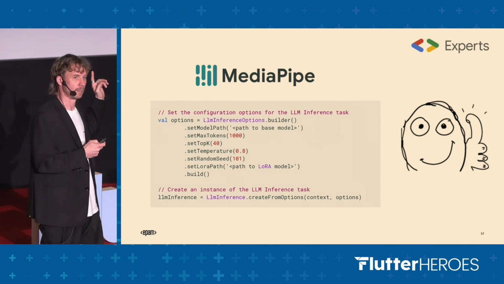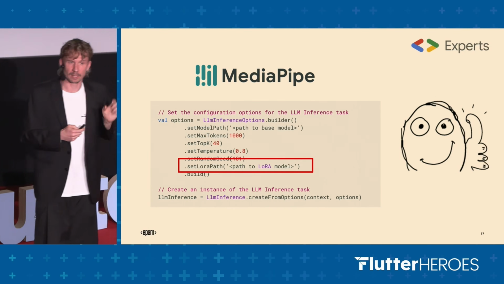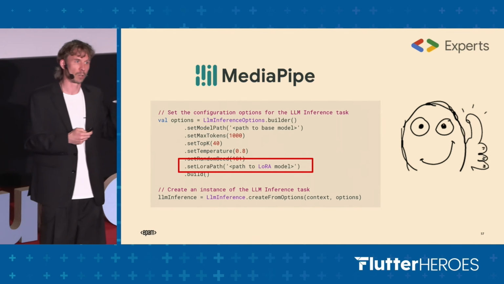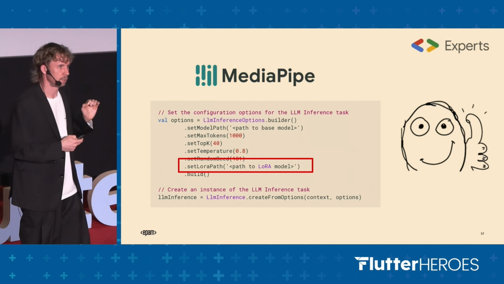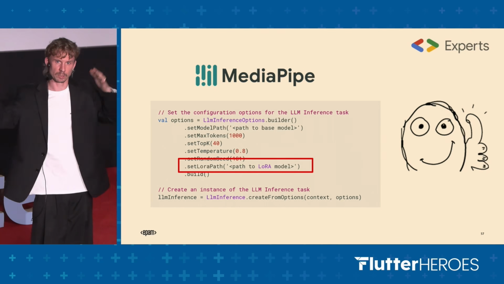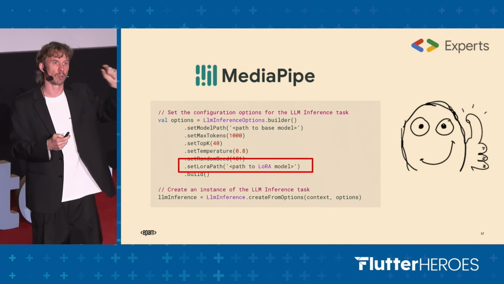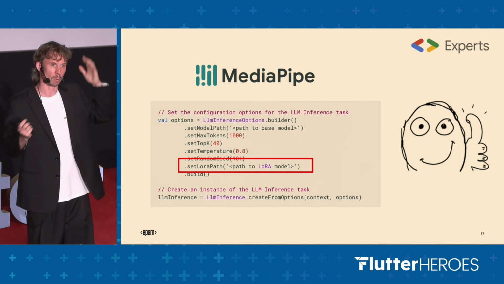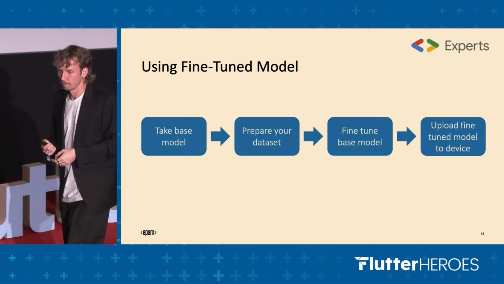And the thing is, MediaPipe has an additional parameter. You can provide LoRa weights separately from the model. So you don't need to retrain the model and upload the huge model every time you have new data. We can upload only a small file with weights. So the big model once, and then many times a small additional file.